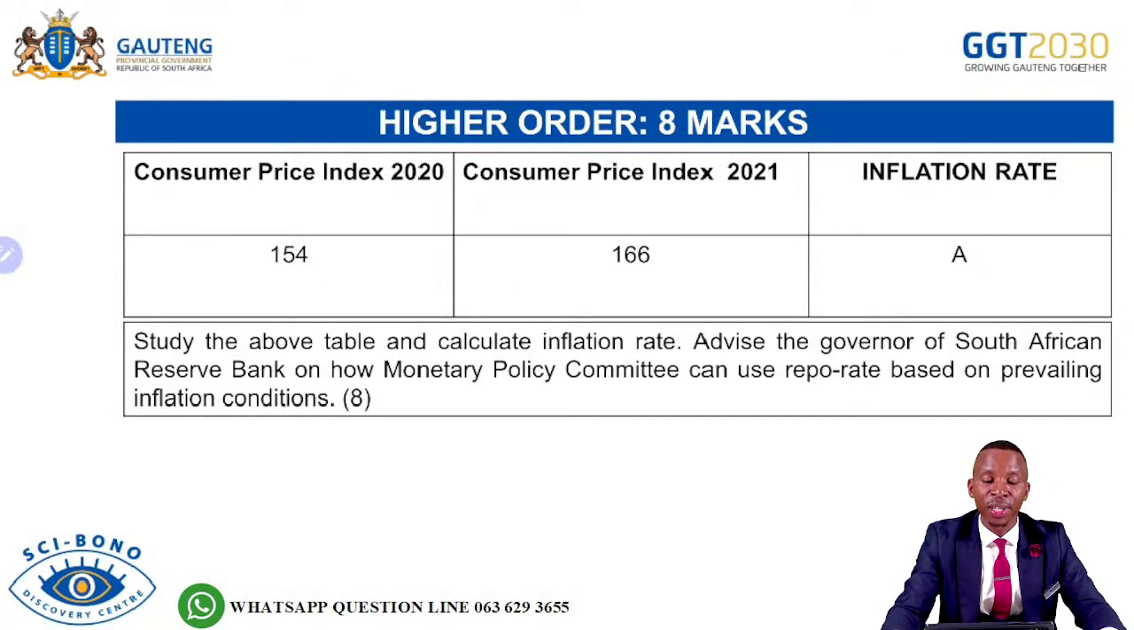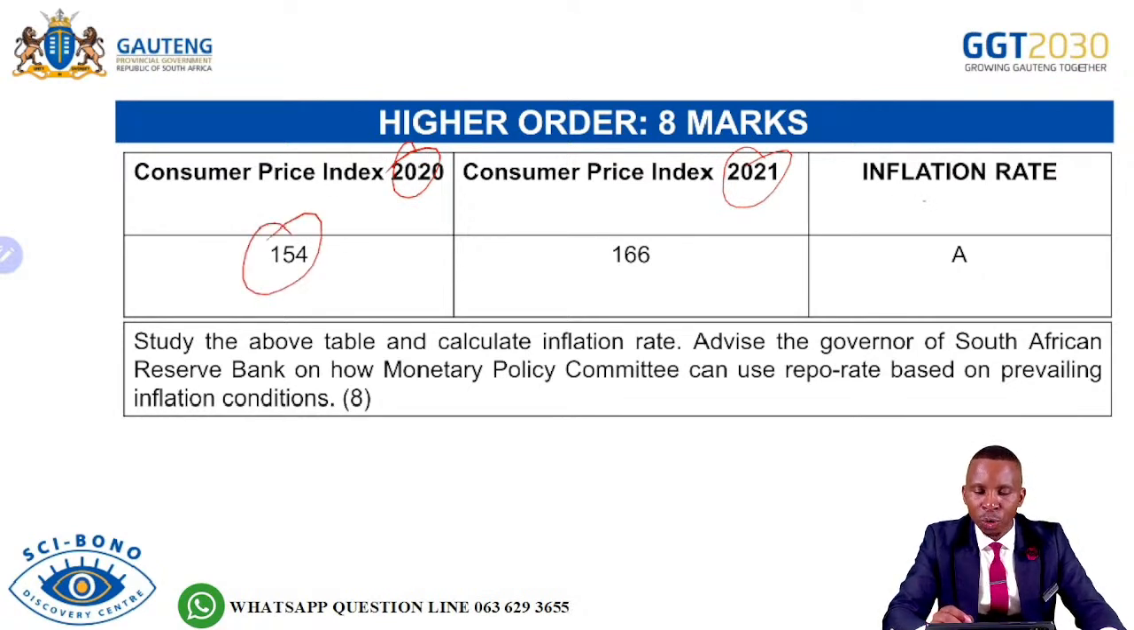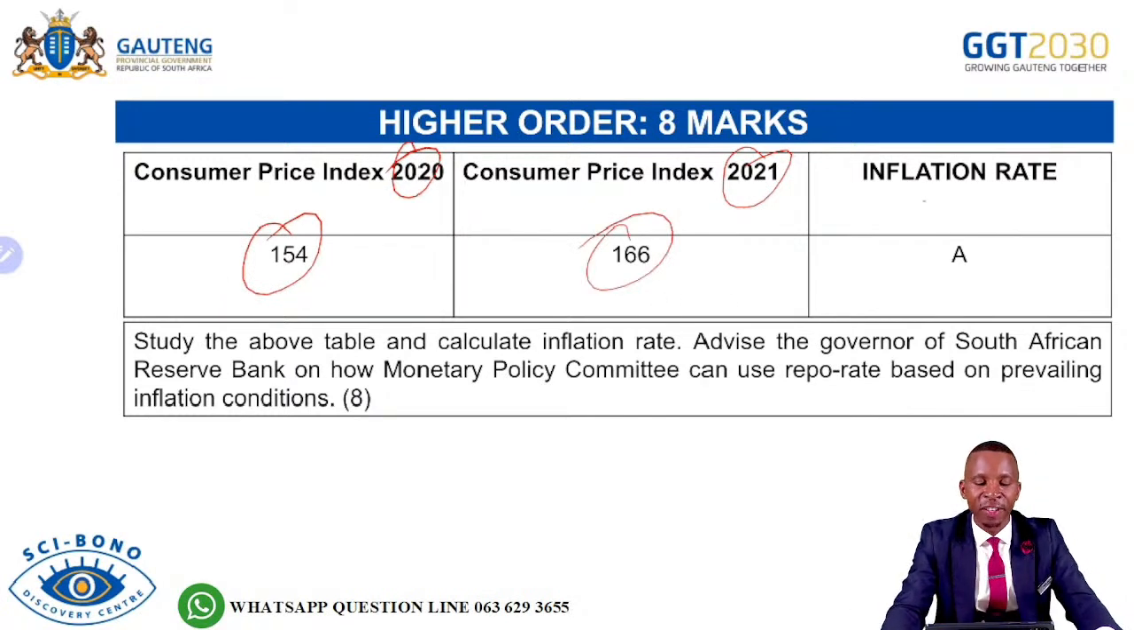This is the higher order question. Higher order, 8 marks. You have to be able to calculate the inflation rate given the CPI in there for the different years. So we have consumer price index for 2020 and also consumer price index for 2021. Then this is the inflation rate. For 2020, it was 154. And then for 2021, it was 166. So there's an upward trend of the CPI, meaning prices have increased.